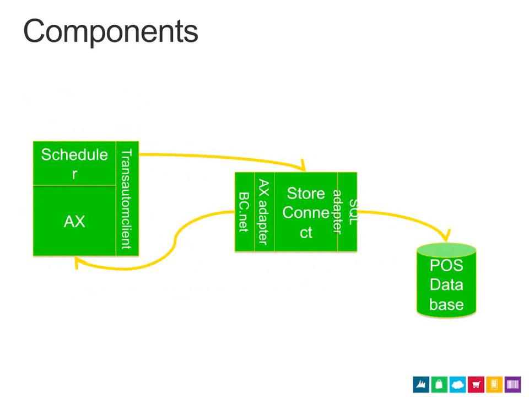So here's what a very simple configuration would probably look like on the VM where we only have one instance of Store Connect running. You have AX, and as part of AX, you get the scheduler code. And then the other thing on the side here is the Transautom client. That is a DLL that we're using from the X++ code to initiate the communication with Store Connect. It opens the socket and talks to the Store Connect instance out there, which then receives the request.